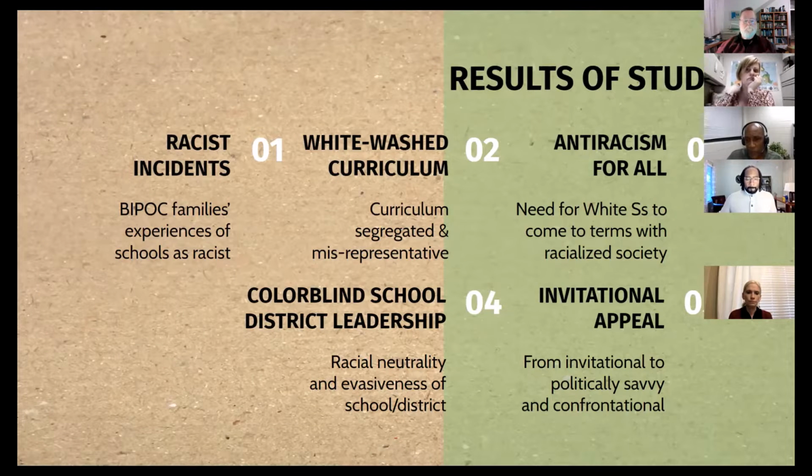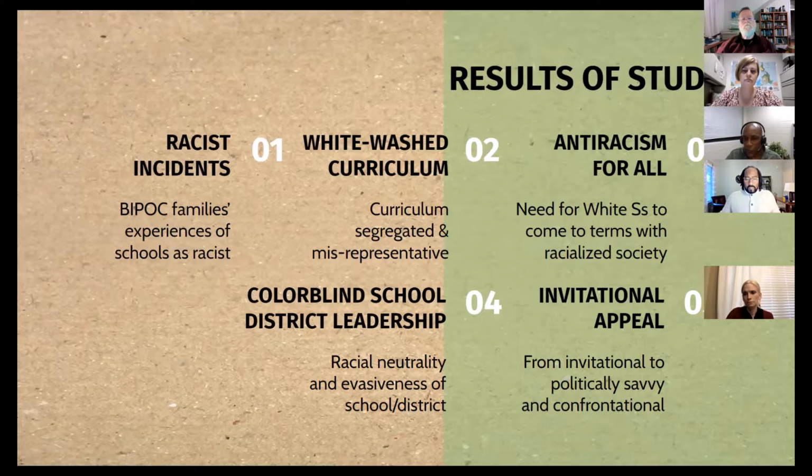Whitewashed curriculum, segregated and misrepresentative. It just focused on this white-centric, Eurocentric model based on this colorblind notion. Anti-racism for all, so the need for white students to come to terms with a racialized society, and this is kind of looking at interest convergence, discussing and really focusing on the fact that anti-racist education benefits white students as well as BIPOC students.